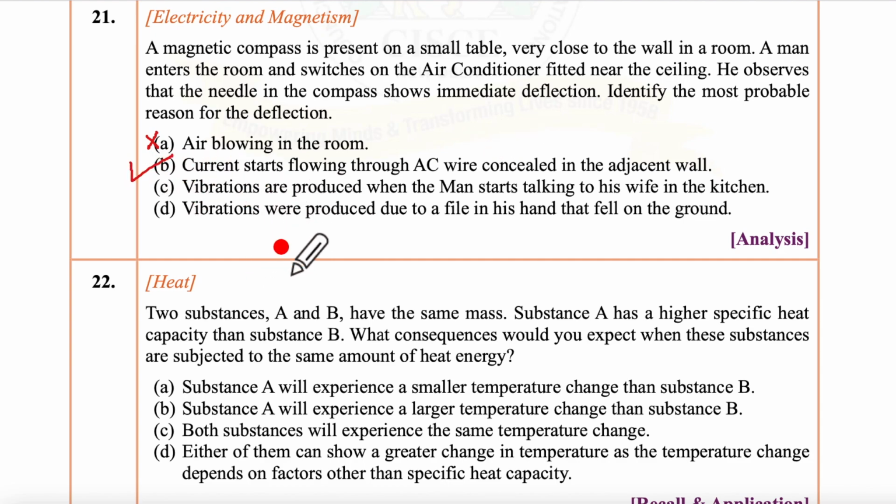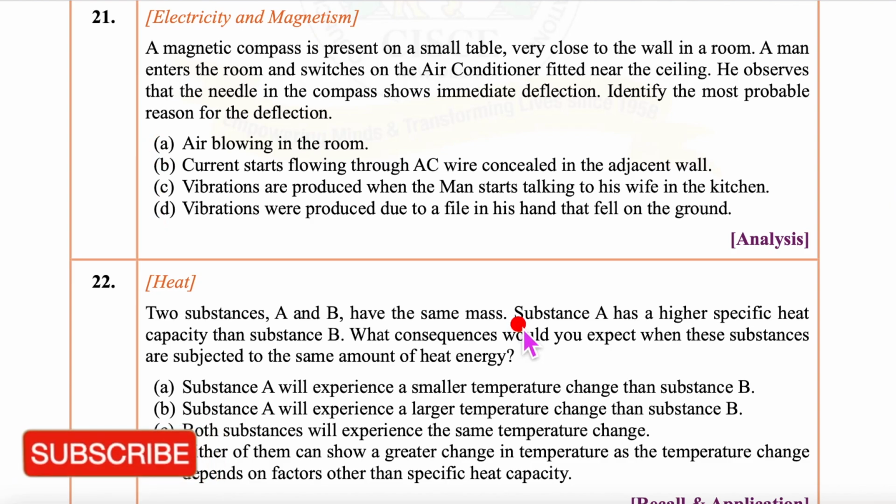Let us look at C and D. The vibrations are produced when the man starts talking to his wife in the kitchen. Doesn't make sense. That vibration is not going to cause deflection in the compass needle. Vibrations produced due to the file in his hand which fell to the ground is pretty absurd. So C and D are pretty silly reasons. The correct one is that when the current flows through the AC wire, a magnetic field is produced around the wire, which is going to cause deflection in the magnetic compass needle.